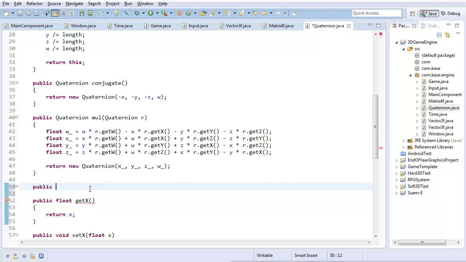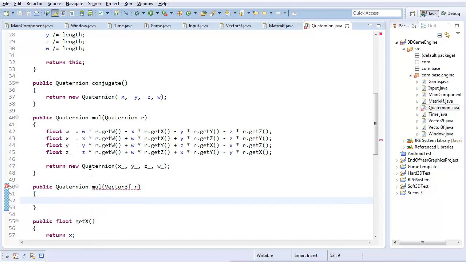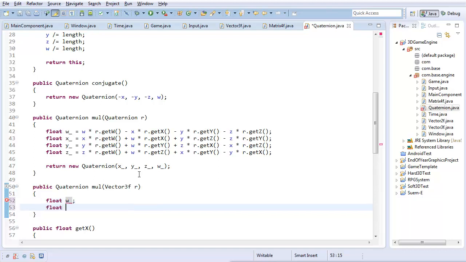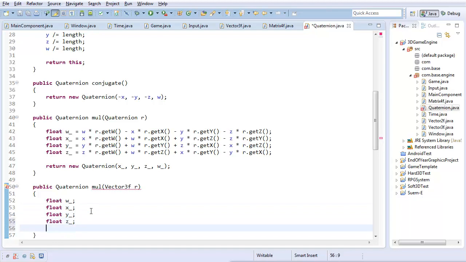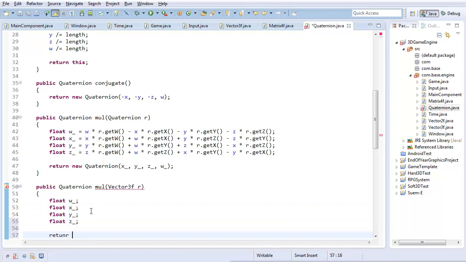I have some bad news for you. Guess what our next method's going to be? Multiplication. Not between quaternions, but between quaternions and vectors. And believe it or not, it's somehow even more ridiculous than before. So, yeah, this is going to be fun. Well, more ridiculous is relative, I suppose. It doesn't have as much calculation in it, but it makes less sense, I guess you could say. It's not as intuitive. So, I'm going to return a new quaternion containing x, y, z, and w just like before.